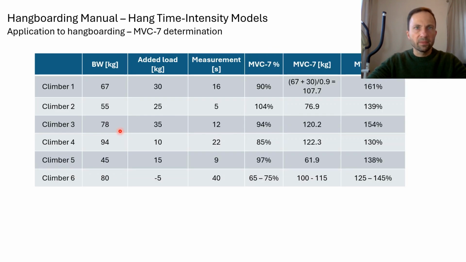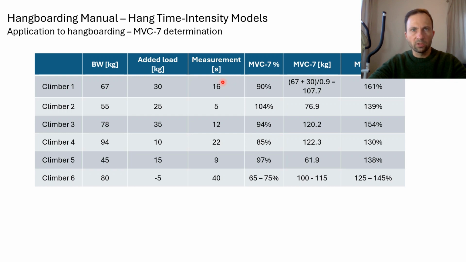Now let's take a look at some example measurements to show the principle in action. In the table, we see examples of real measurements of 6 climbers of the 5.11 to 5.13 level performed on a standardized 20 mm edge in the half crimp position. Climber 1 weighs 67 kilograms and added 30 kilograms to the harness. The climber failed the hang test at 16 seconds.